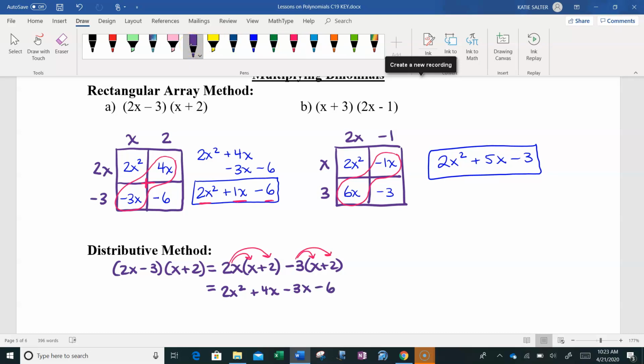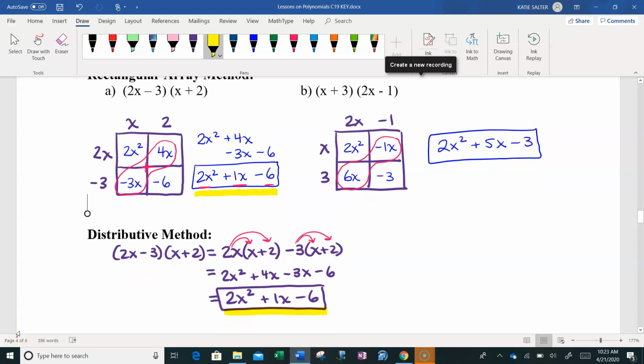Then if we look right here in the middle, we have like terms. So when we go to combine our like terms, we have 2x squared. 4x take away 3x is positive 1x minus 6. And what you see is this answer here and the answer from the box method are exactly the same. Also, if you look at the terms that we got right here, the 2x squared plus 4x minus 3x minus 6, it's the same terms that you had in the box right here.